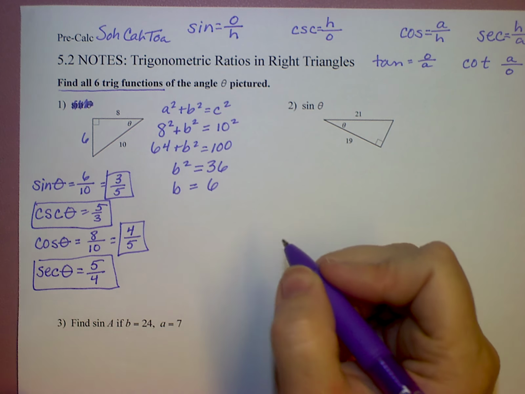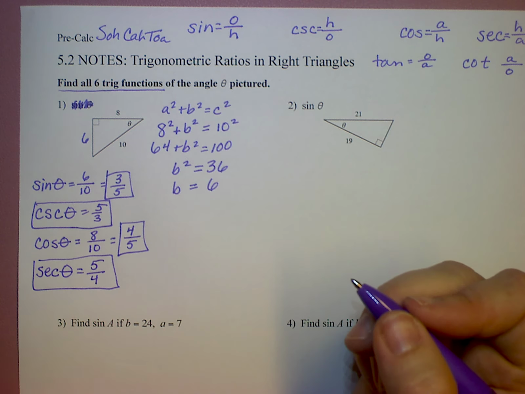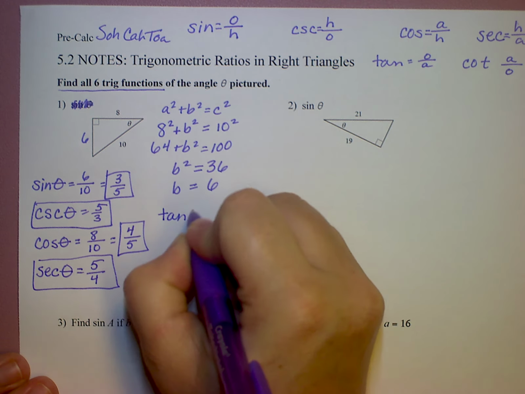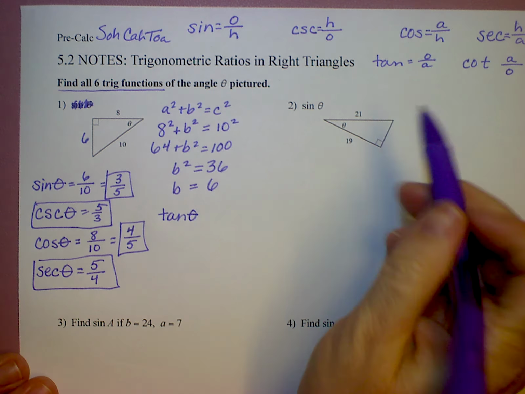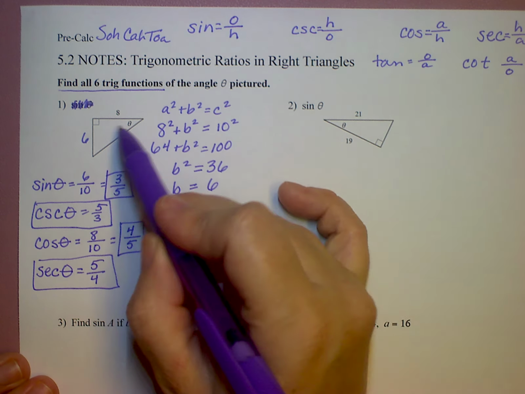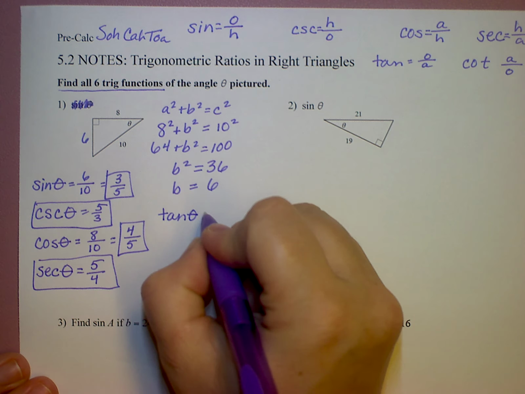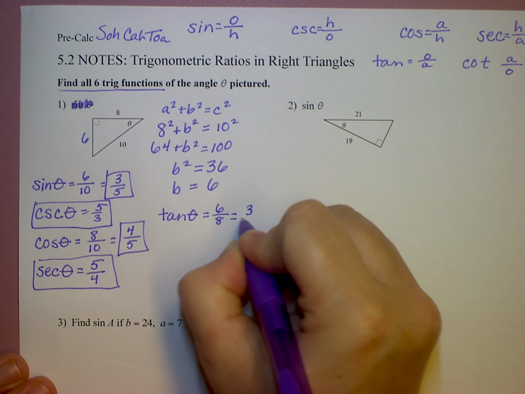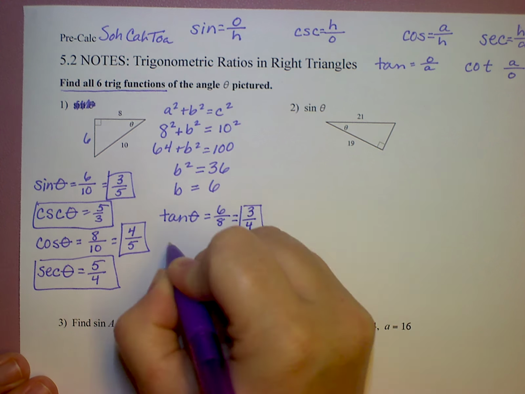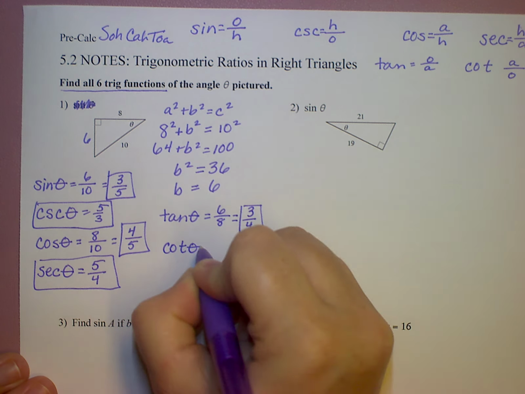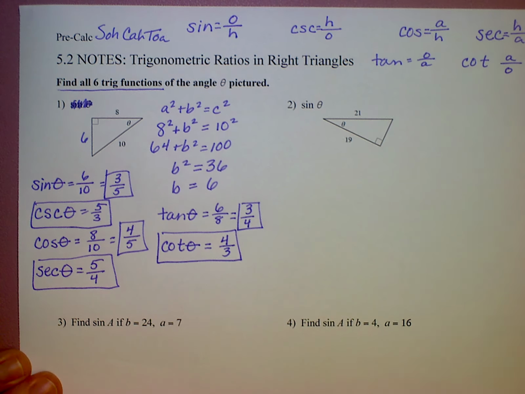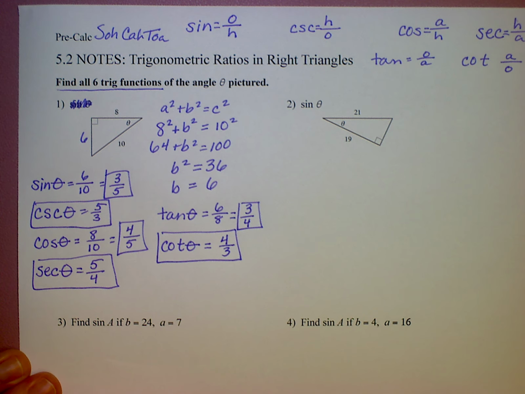Any questions so far? Fantastic. So then we have tangent theta, which is opposite over adjacent. Yeah? So opposite is 6, adjacent is 8. And that simplifies to 3/4. So what is cotangent theta? 4 over 3. Pretty easy? Give me a thumbs up if it's easy. Good.